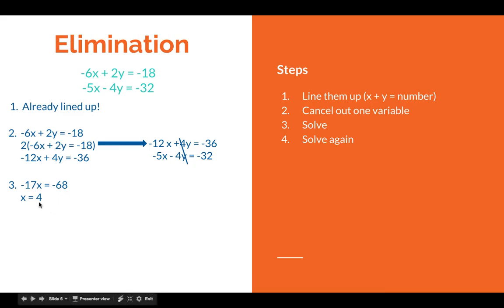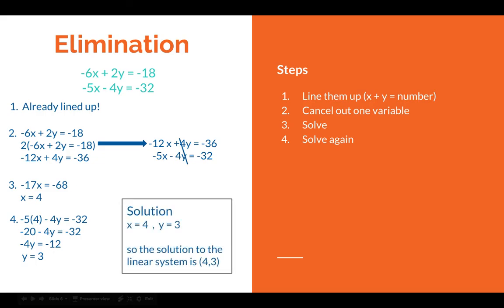Okay, now last step, plugging in. It's pretty easy. Anytime you see x, you plug in 4 to solve for y. So step number 4, I plugged it into the second equation. Doesn't matter which one you plug it into. Negative 5 times 4 minus 4y is equal to negative 32. That gives you negative 20 minus 4y is equal to negative 32. Adding 20 to both sides gives you negative 4y is equal to negative 12. Dividing by negative 4 on both sides, y is equal to 3. So our solution is that x is equal to 4 and y is equal to 3. So the solution to the linear system is 4, 3.